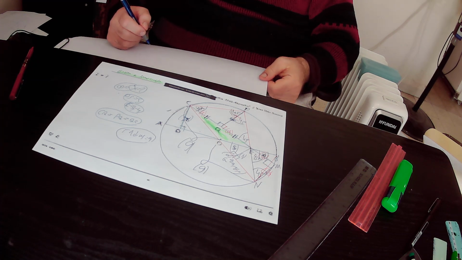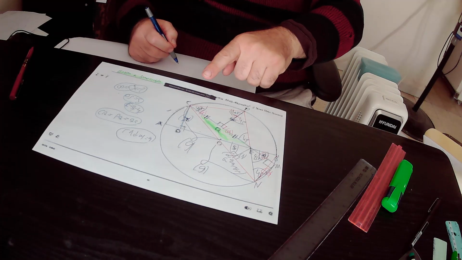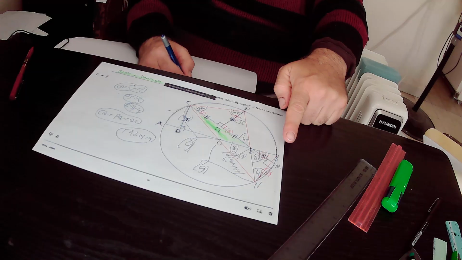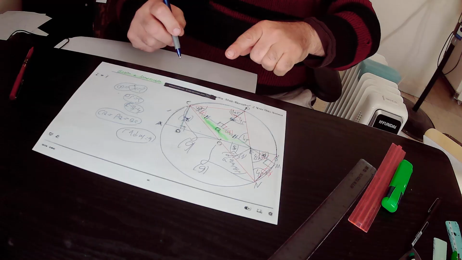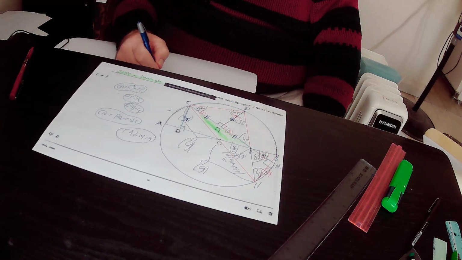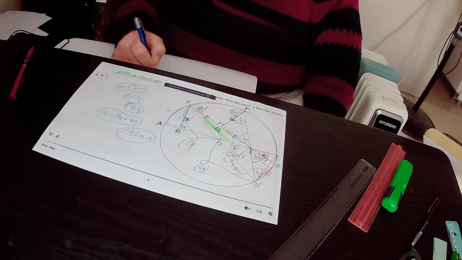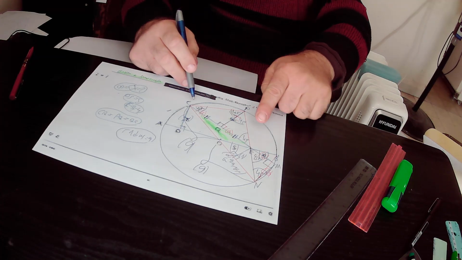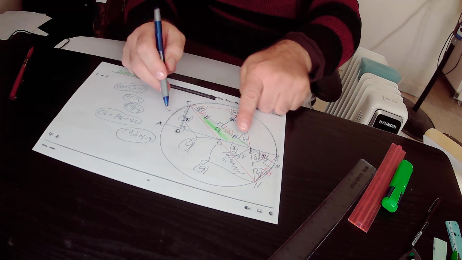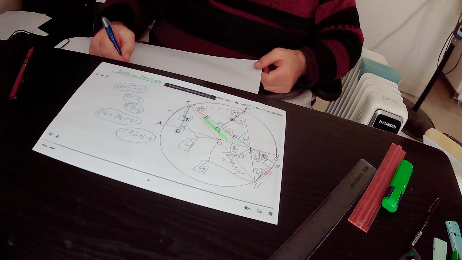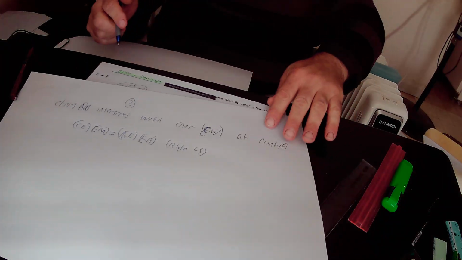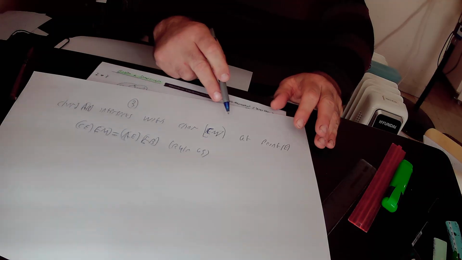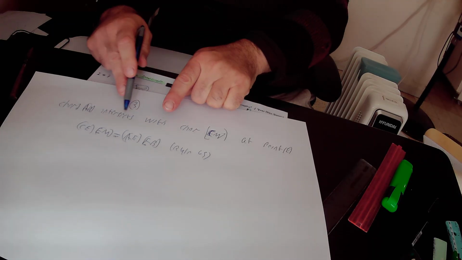According to rule 65, the following equation is true: CE times EM equals AE times EB. And again, according to rule 65, because chord AB intersects with chord CM at point E, the following equation is true: CE times EM equals AE times EB.